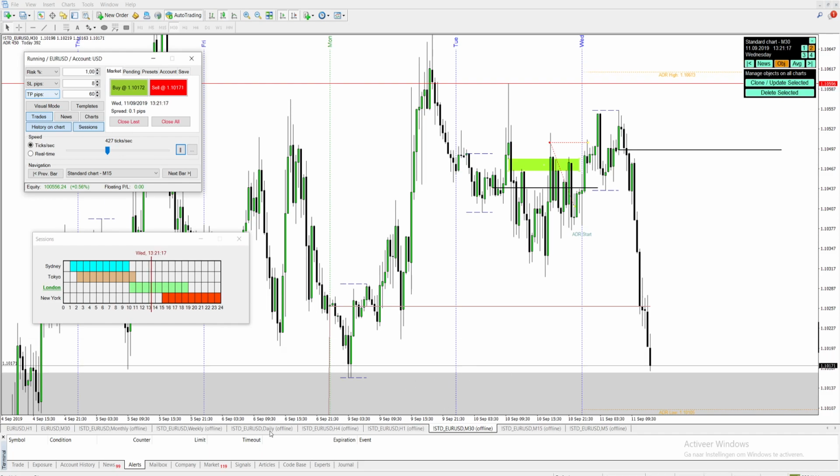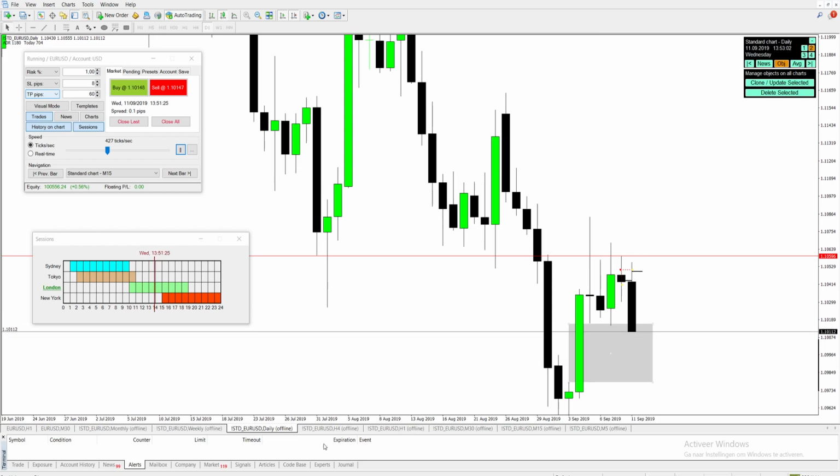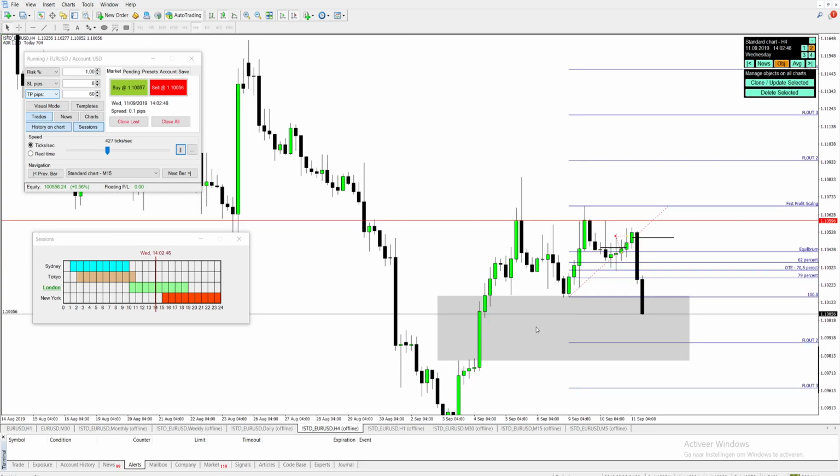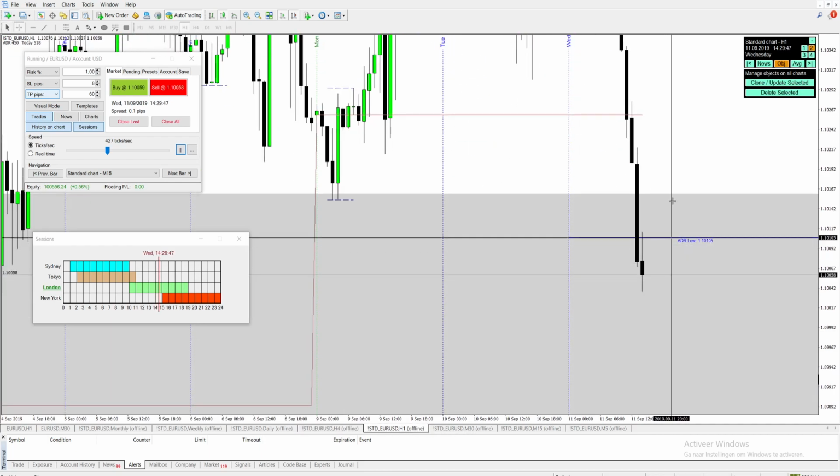So price always wants to go to low resistance liquidity, right? Which we drew out earlier. And we're already in it. So now ADR has been completed.